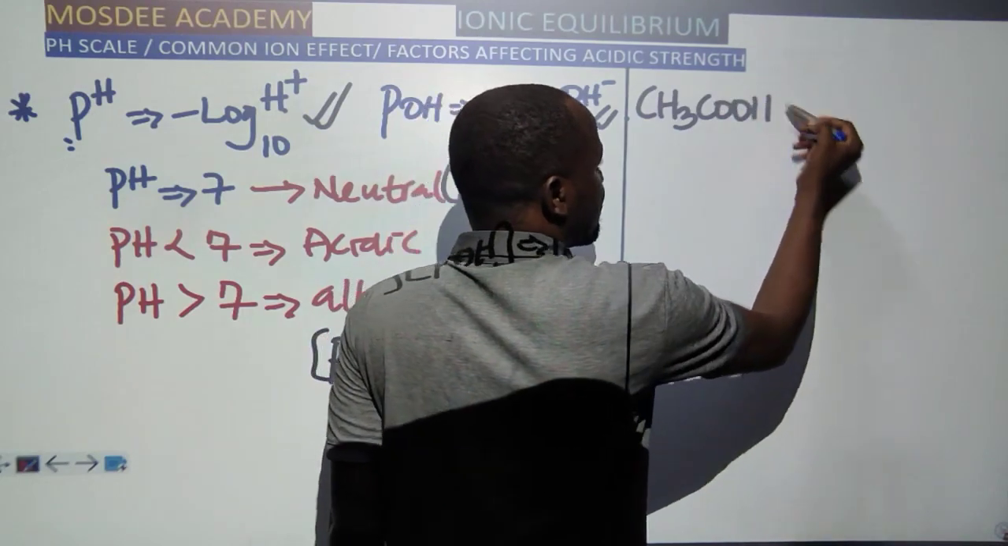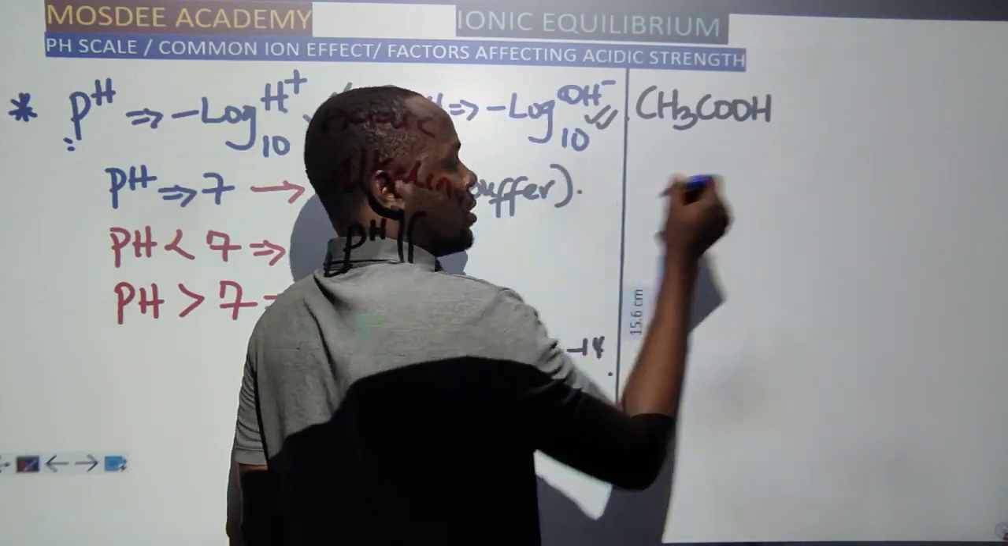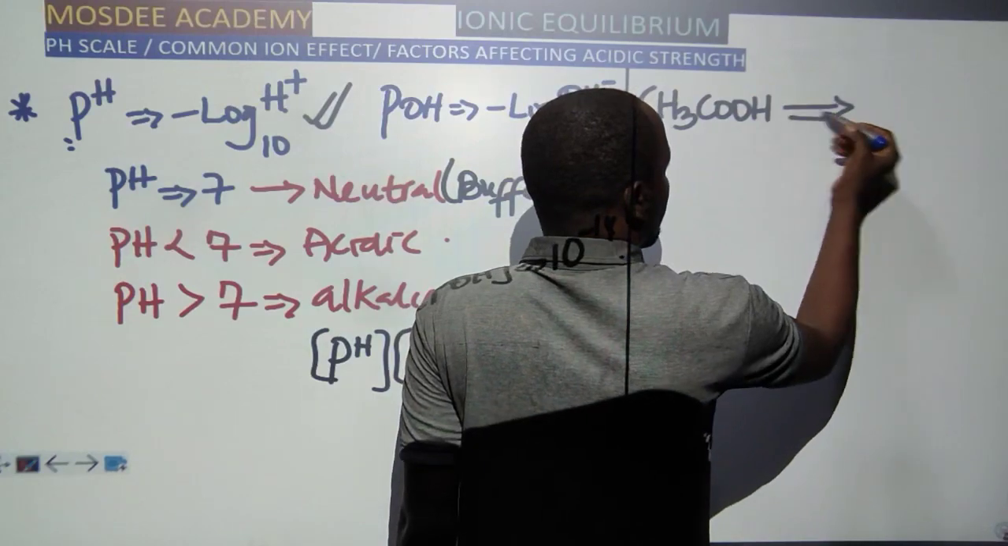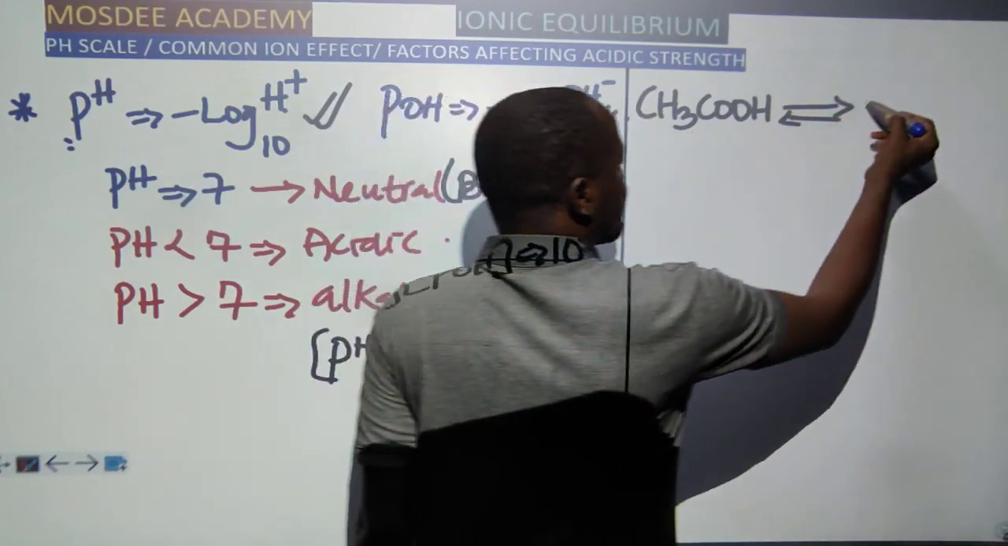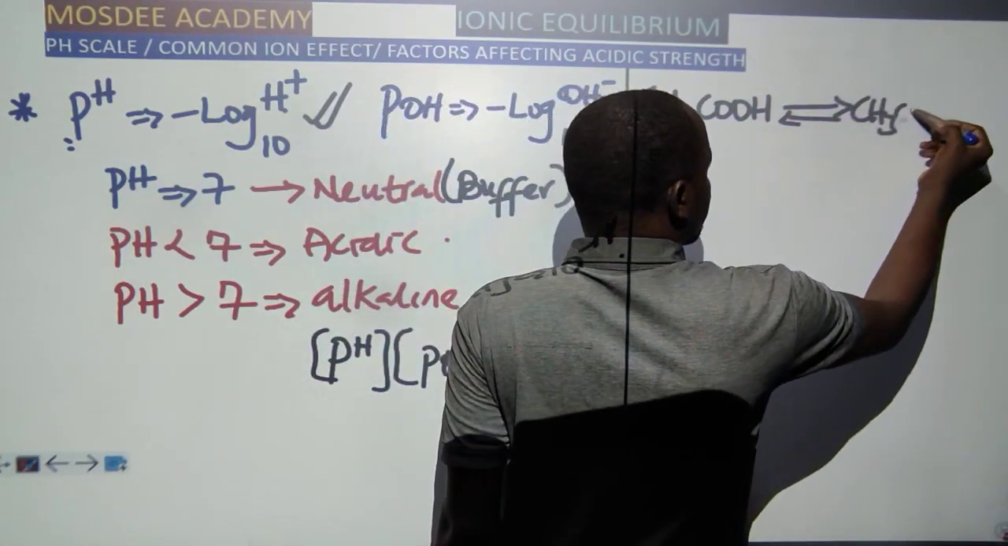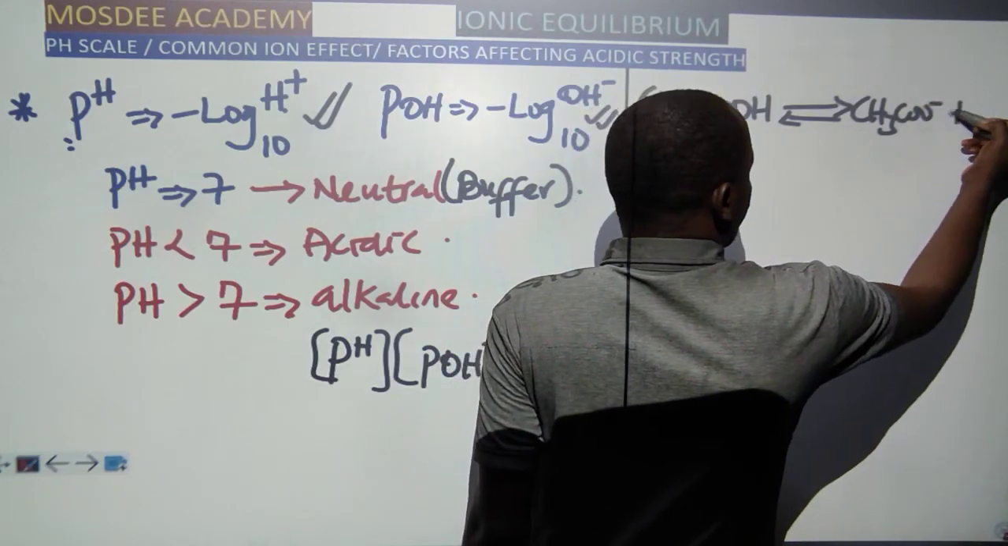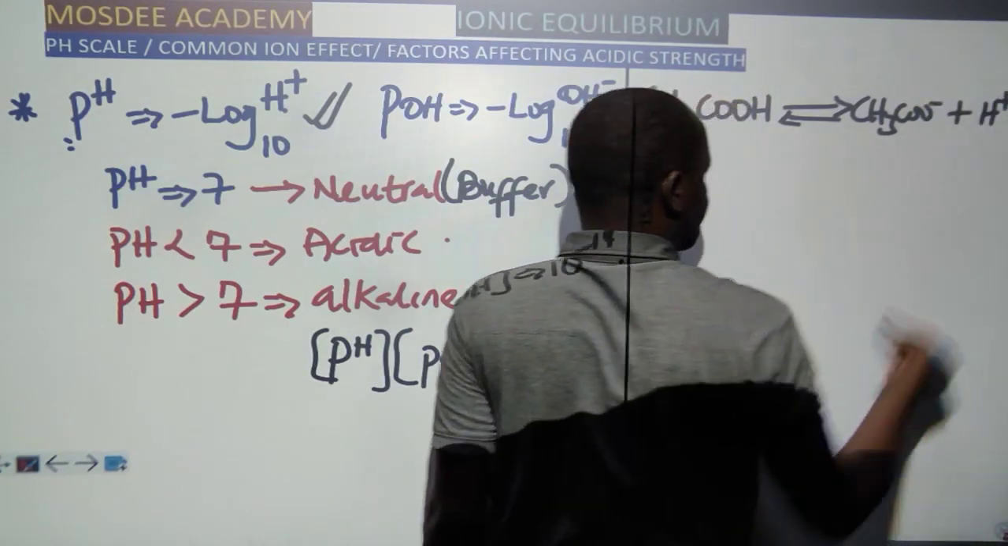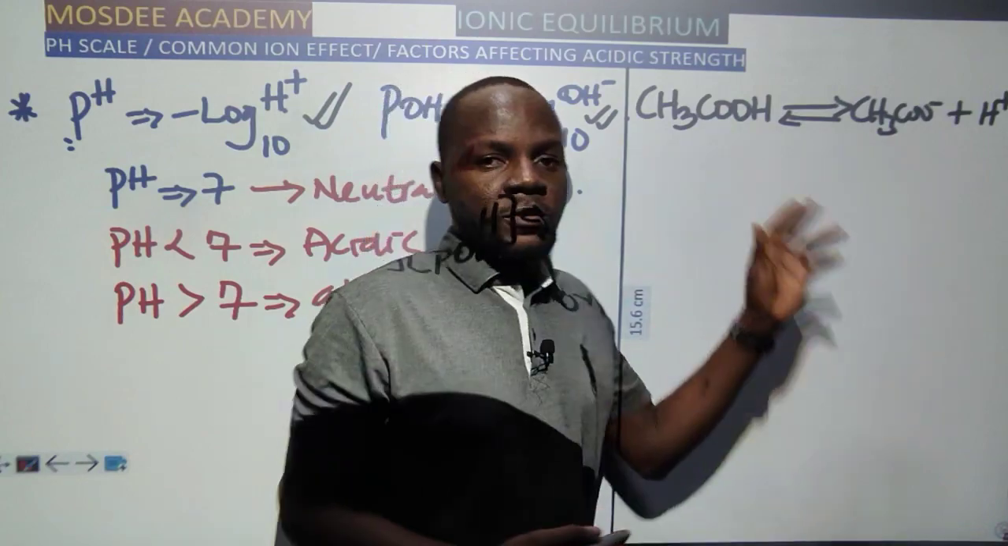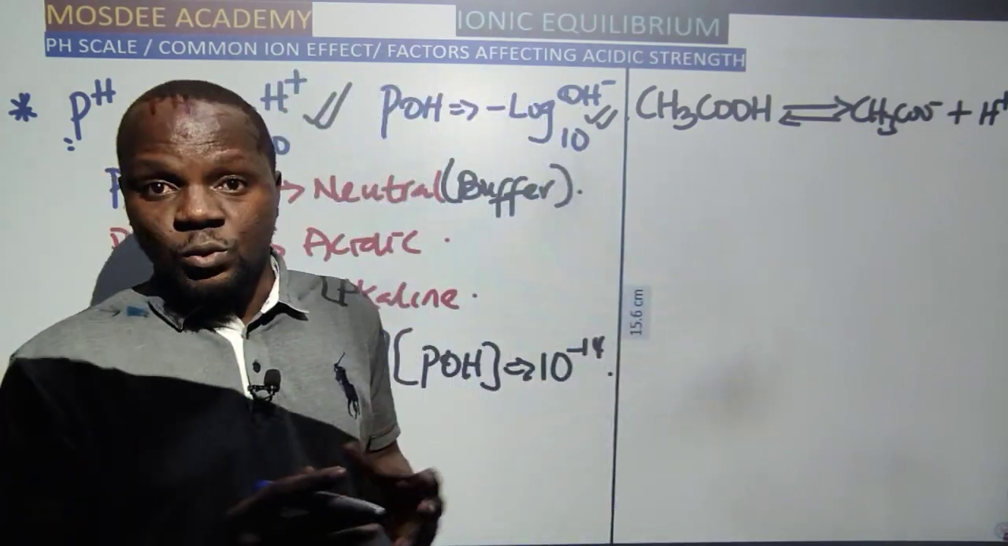We did this one the other time. What do you call this? Ethanoic acid. If we ionize or dissociate this, it's going to give us CH3COO minus plus what? H plus. Now let's dissolve this particular ethanoic acid in water.